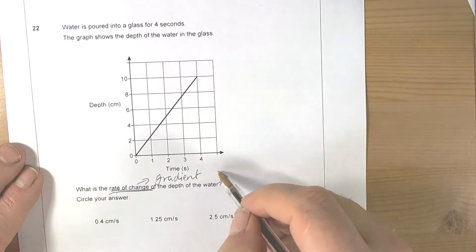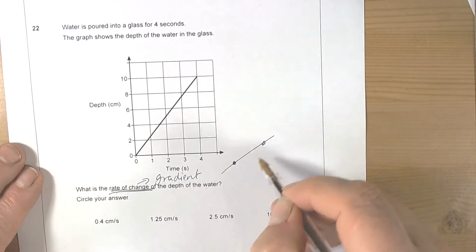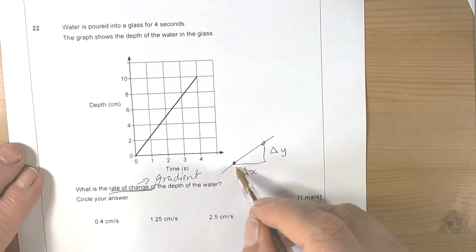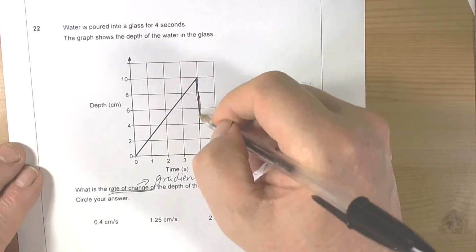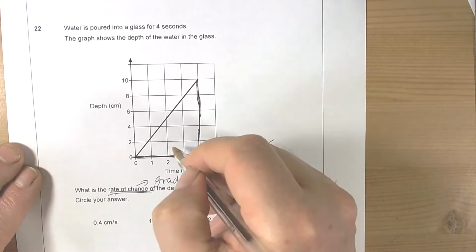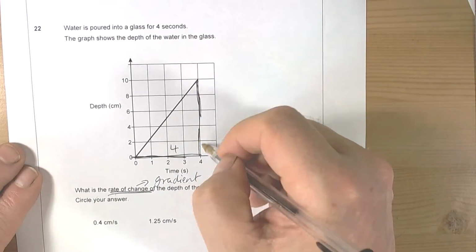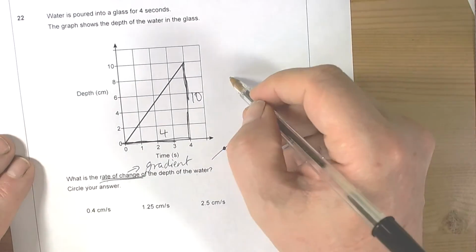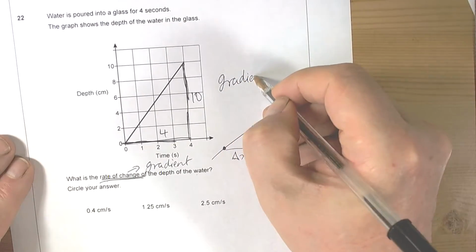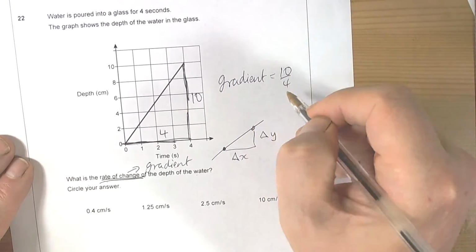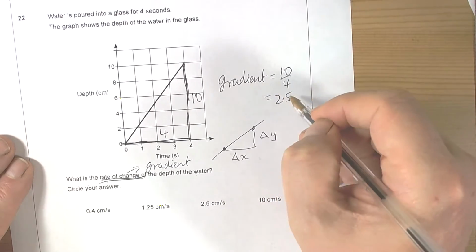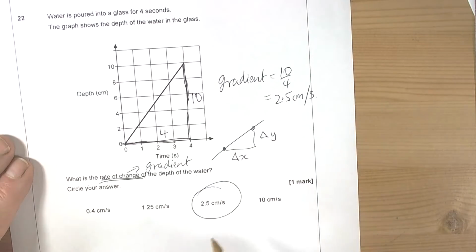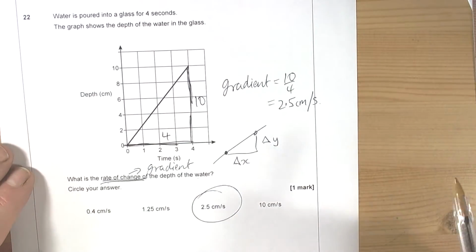And to work out the gradient, we need two numbers, and we work out the change in the vertical height and divide that by the change in the horizontal. So the two numbers we can work with are going to be these. So we've got 4 across here, 4 minutes, and here we've got 10. So to do the gradient, we're going to do 10 divided by 4, which equals 2.5 centimetres per second. So the answer is going to be 2.5 centimetres per second.